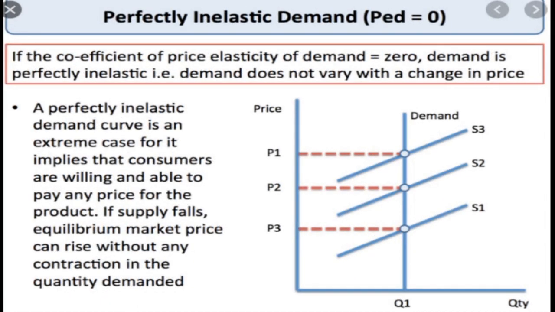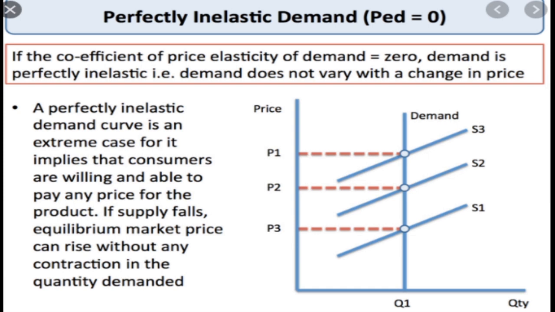Now we'll see the second type of elasticity of demand, that is perfectly inelastic demand. So what is perfectly inelastic demand? If quantity demanded doesn't respond to the change in price, or we can say there is no change in the quantity demanded due to any change in price, then we can say this is perfectly inelastic demand.